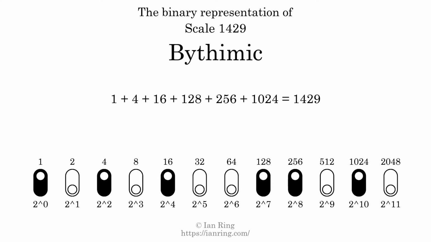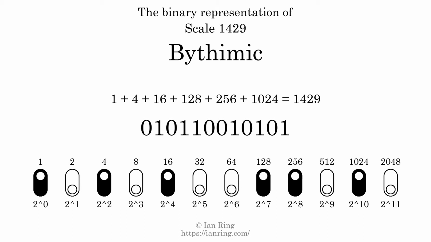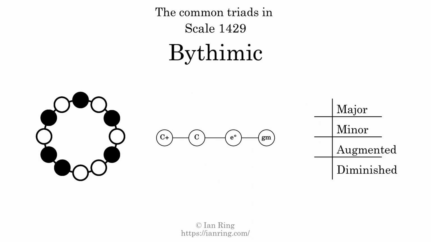1429. The scale number not only enumerates the scale with a unique index, but it also literally describes the tonal content of the scale. Represented as a binary number in base 2, the scale number is 0101100100101. Here are the common triads present in this scale.